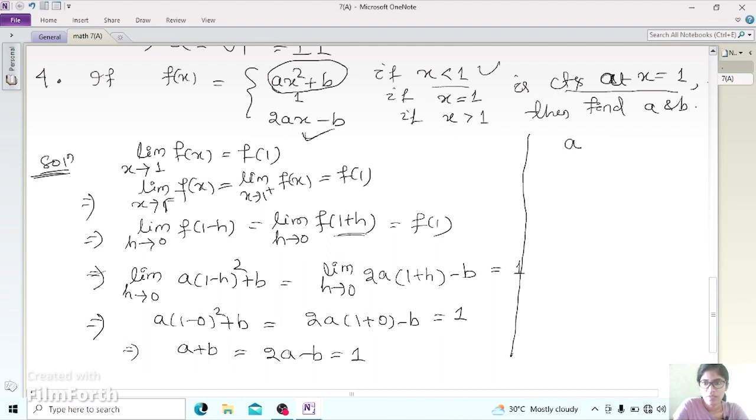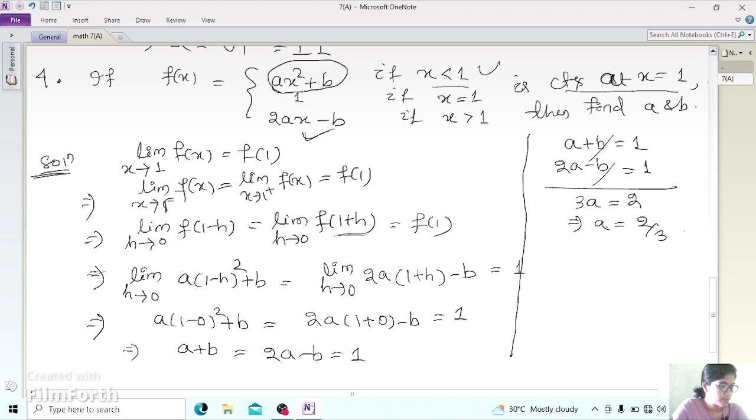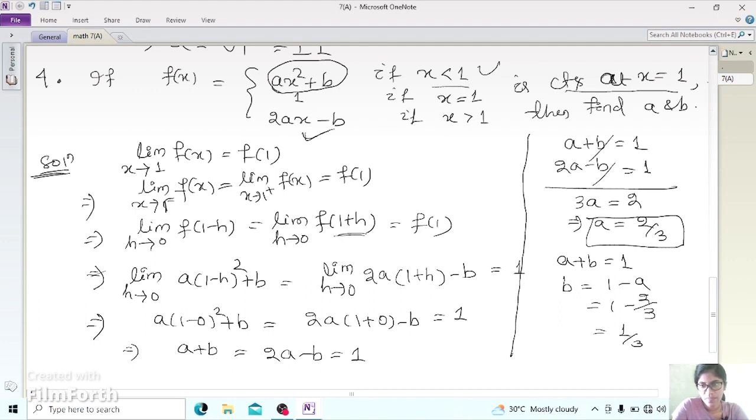So we got two equations: a plus b equals 1 and 2a minus b equals 1. To simplify, we add the two equations, which gives 3a equals 2. a is equal to 2 by 3. The value of a is 2 by 3. From a plus b is equal to 1, b is equal to 1 minus a, which equals 1 minus 2 by 3, which is 3 minus 2 over 3. b is equal to 1 by 3. Solved.